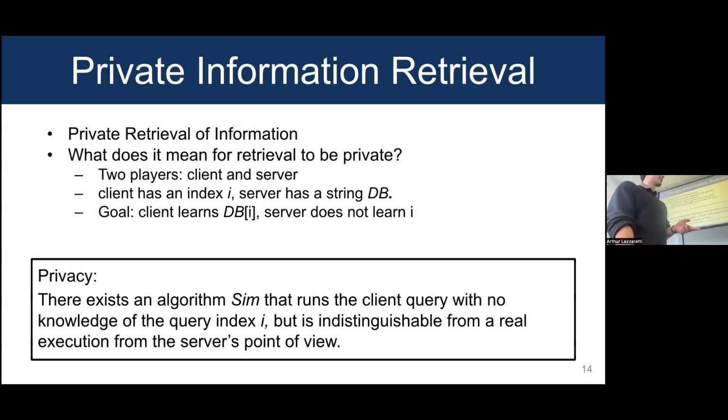But what does it mean for the server not to learn i? Well, we define this with a simulation-based definition of privacy, where from the server's view, you can replace the client with this algorithm Sim that has no knowledge of i. And from the server's view, interacting with the client or this algorithm Sim should be indistinguishable. And that's how you prove that the server is not going to learn anything. All right, so that kind of defines the main idea.